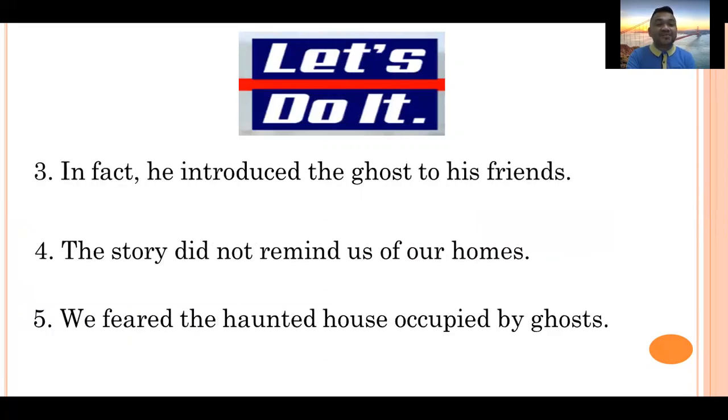Okay, so in fact, number 3, in fact, he introduced the ghost to his friends. Ooh. So what do you think is the subject here? Who does the action? He. And what is the action verb? Introduce. Captivating. And introduce what or who?